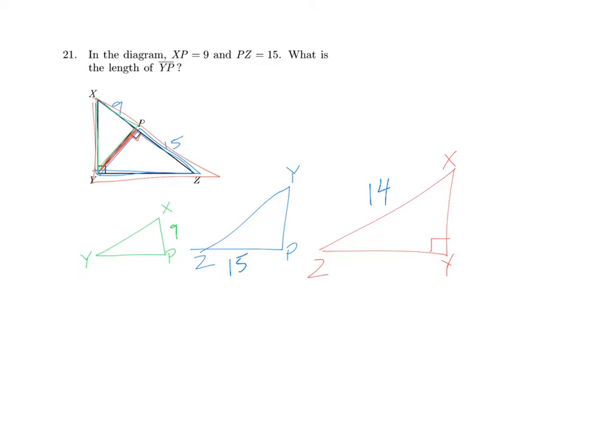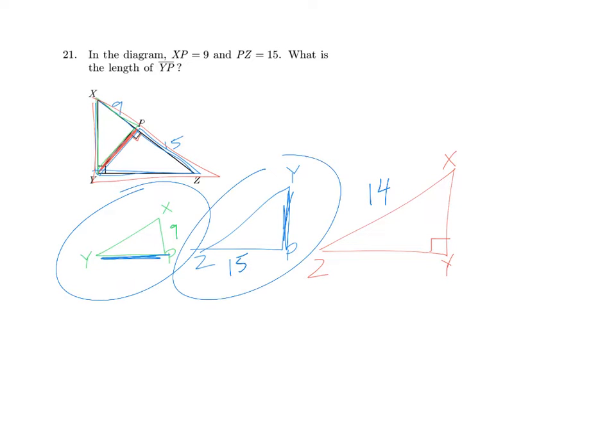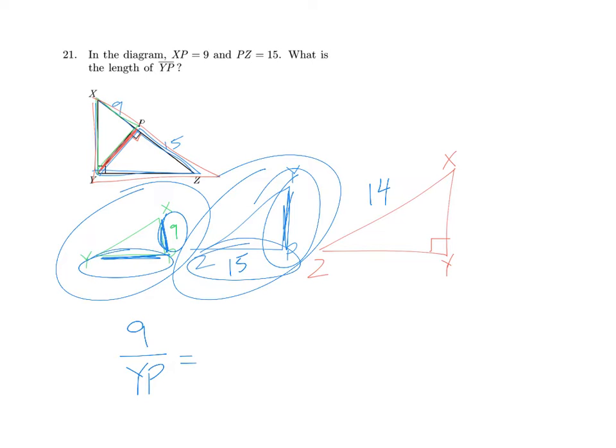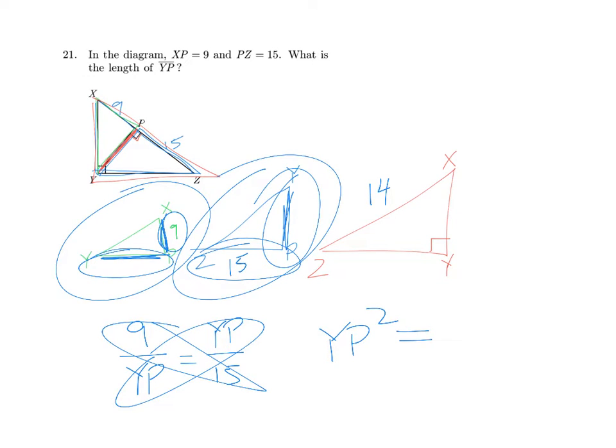All right, what can we do here? This is what I'm trying to find here. Okay, I could use these two triangles. So I have 9 over YP is equal to YP over 15. Cross multiply. I have YP squared is equal to 9 times 15, which is 135.